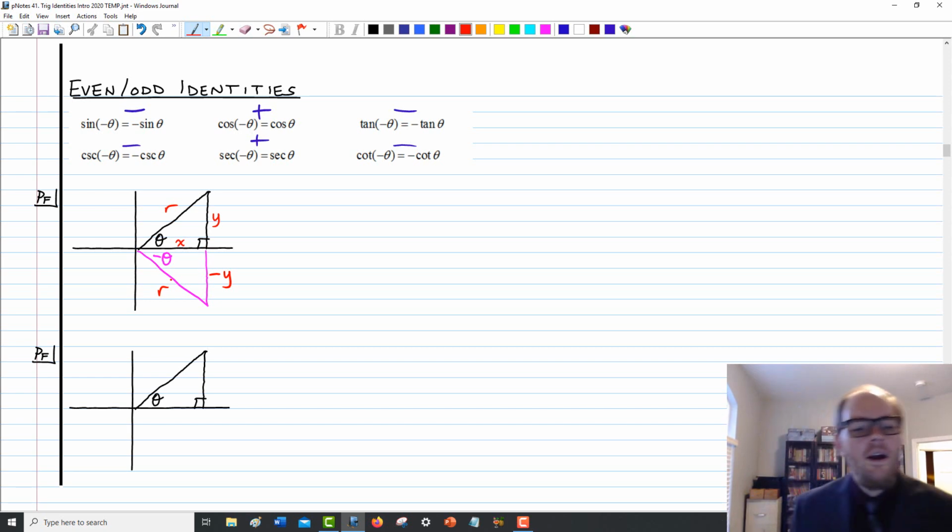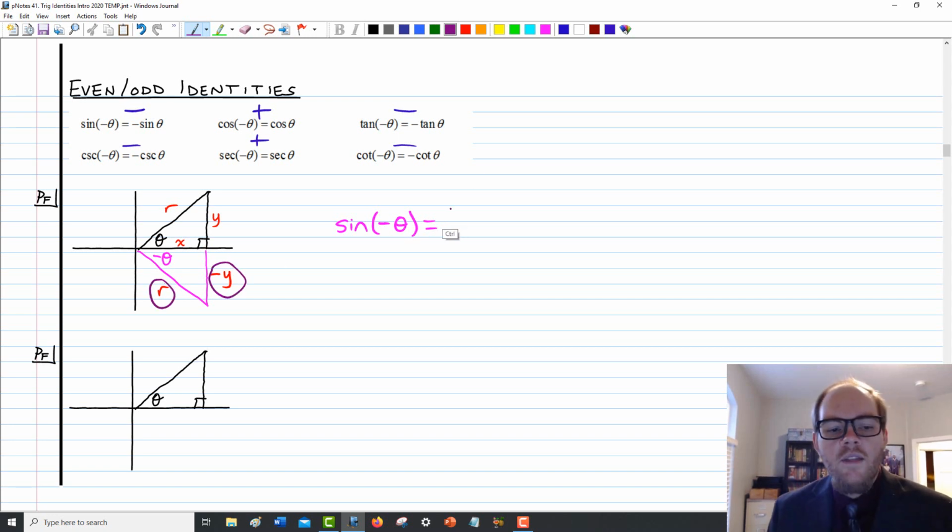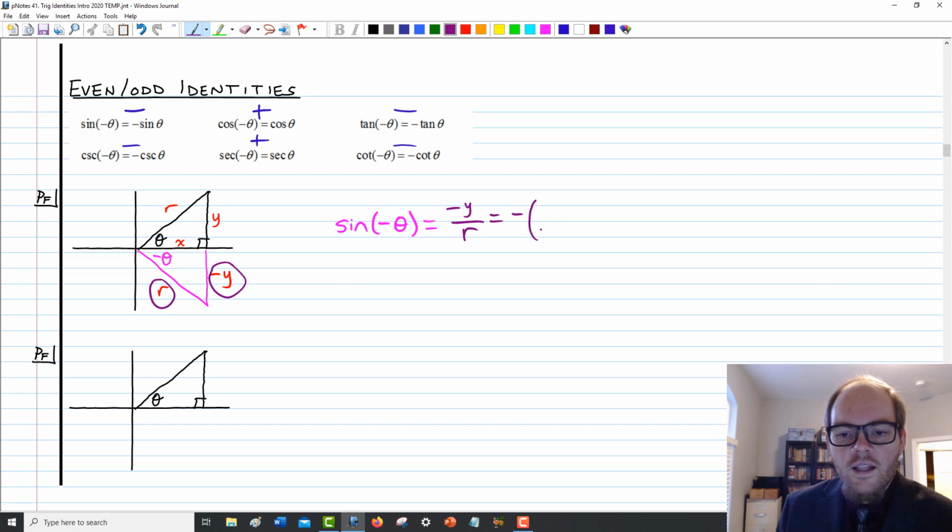So having done that, we now have our triangle labeled. The question we want to ask is, of course, what is the sine of negative theta? Because that's what these even-odd identities are talking about. The answer is, let's just read it off the picture. According to the picture, sine of negative theta is opposite over hypotenuse. That's going to be equal to negative y over r. So if I rewrite this in a slightly leading way, I can rewrite this as negative times y over r.